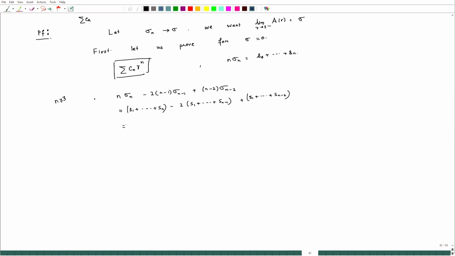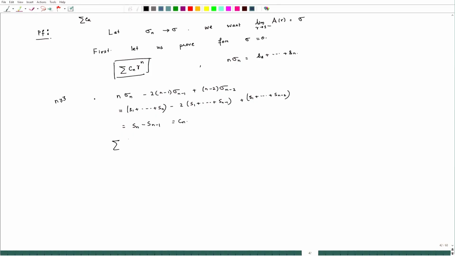Now, for S 1 to S n minus 1, this is going to get cancelled. So, now in this I have got S n. Now, I have minus S 1, minus S 1 plus S 2 up to S n minus 1, plus S 1 to S n minus 2. So, here this would be S n minus 1, which is equal to C n. So, C n can be expressed in terms of sigma n.